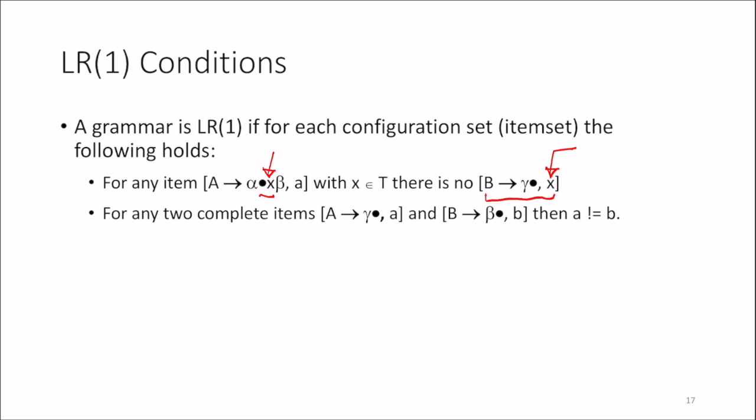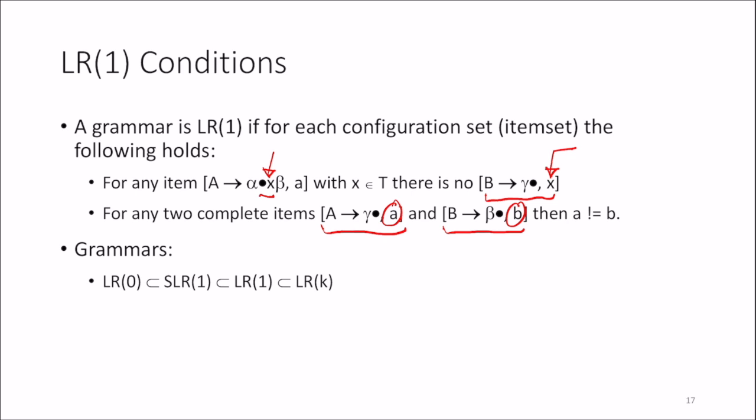And if you have any two rules, A goes to gamma dot and B goes to beta dot, and if I have a look ahead A here and a B here, those look aheads have to be distinct. You cannot have them be equal, otherwise I end up with a reduce conflict. If you look at this set of grammars that you can write, there are LR0 grammars, which are a strict subset of the SLR1 grammars.